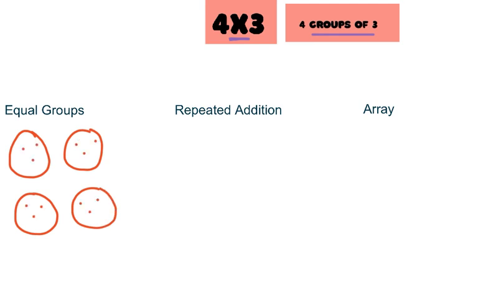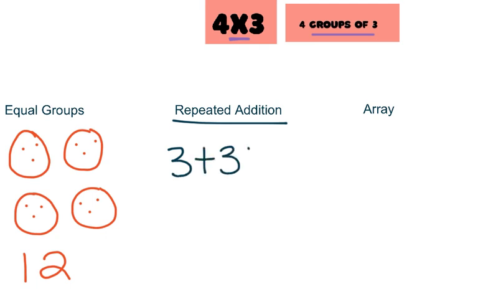Multiplication means to find the total of, so if I calculate all of the dots in all of the groups, that equals 12, because 3 plus 3 plus 3 plus 3 equals 12, which lends itself perfectly to repeated addition. Which factor do we see over and over and over again? And that factor is 3. 3 is being added 4 times.